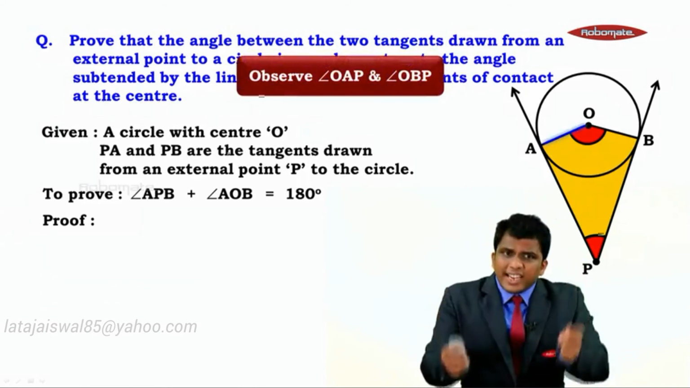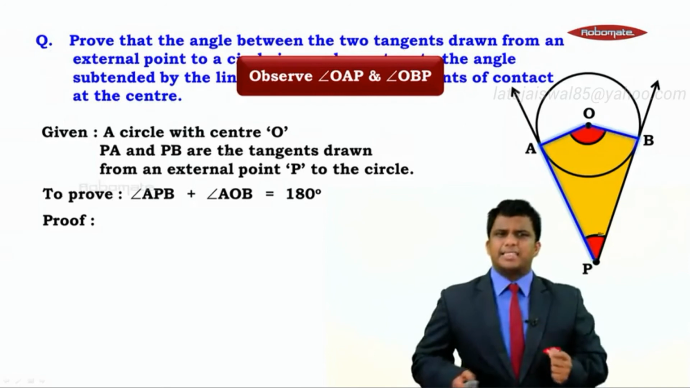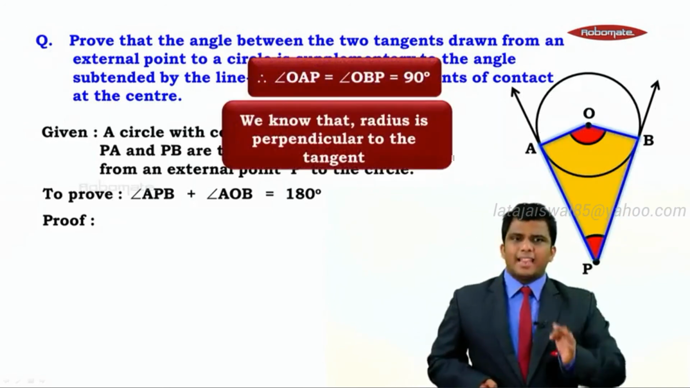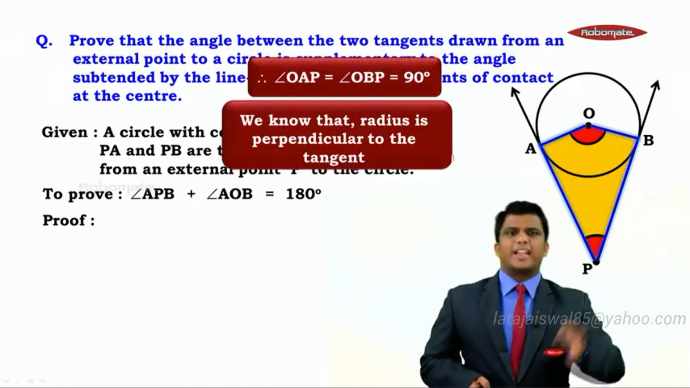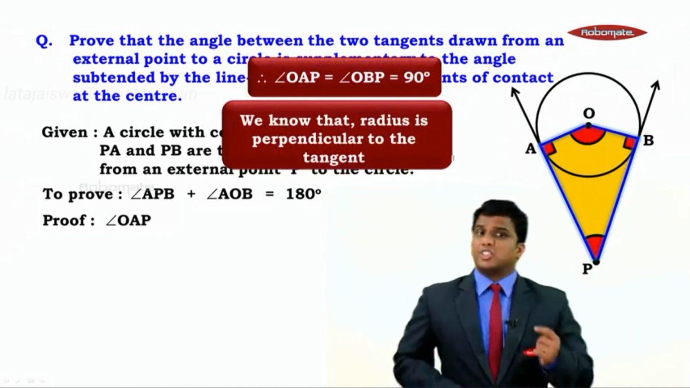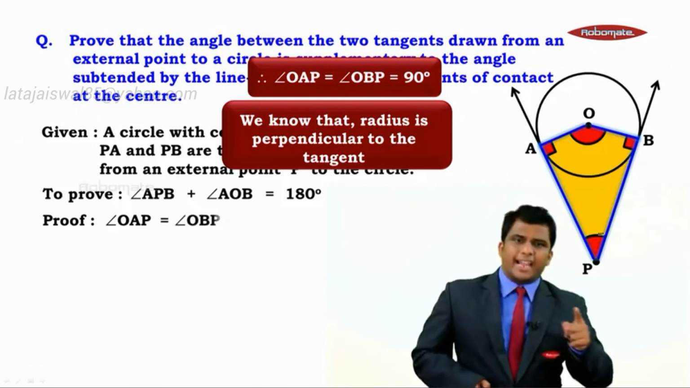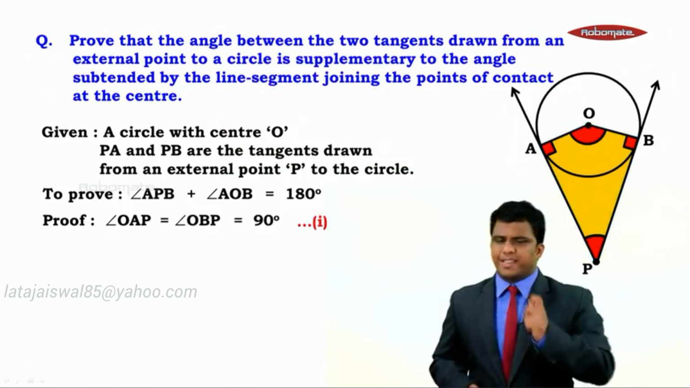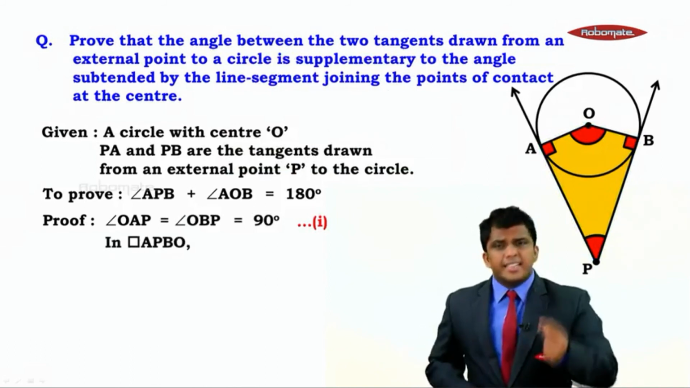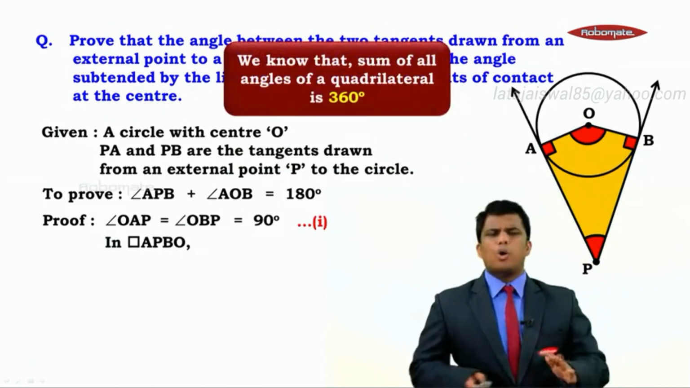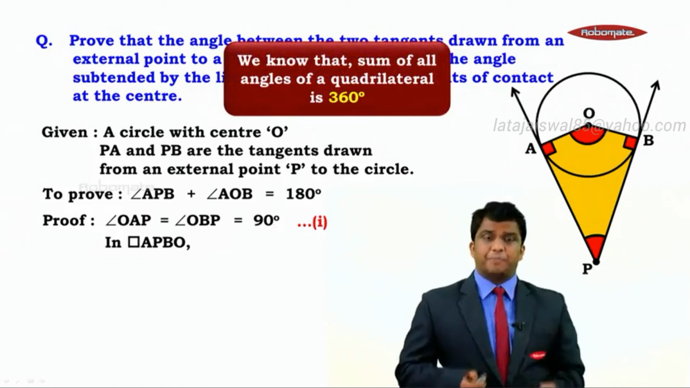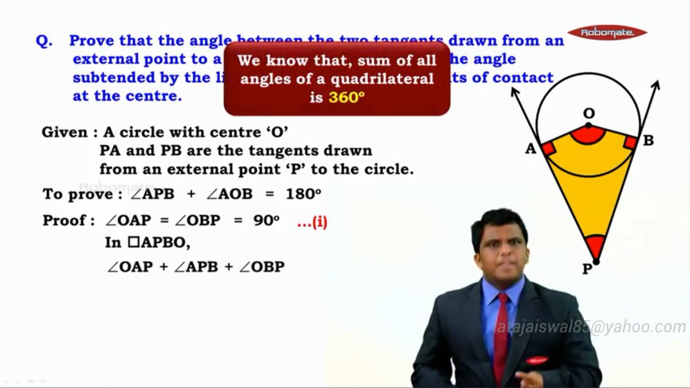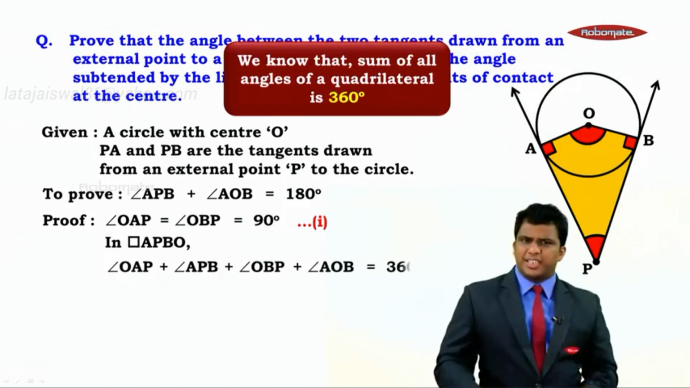Since lines AP and BP are the tangents and we know the radius is perpendicular to the tangent, both these angles, angle OAP and also angle OBP, will measure 90. So we write down angle OAP and angle OBP are 90, radius is perpendicular to the tangent. Let this be result number 1. Further, in this quadrilateral, when we add all the 4 angles, the sum is 360. So we now say angle OAP plus angle APB plus angle OBP plus angle AOB is equal to 360.